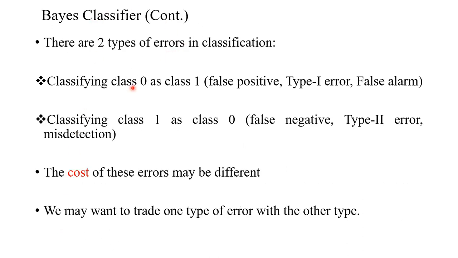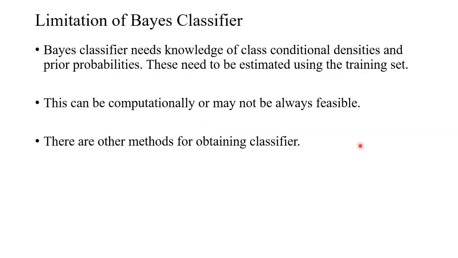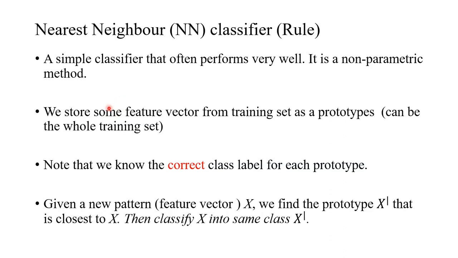There are two types of errors. Class 0 misclassified as class 1 is a false positive, and it is called a type 1 error. Class 1 misclassified as class 0 is a false negative, and it is a type 2 error. The limitation of Bayes' theorem is that we need to know the prior probability in advance. This may be computationally expensive or not always feasible, so we go for the nearest neighbor classifier.